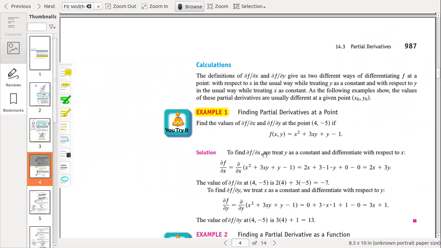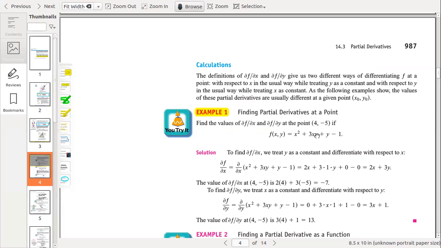the function is f of xy equal to x square plus 3xy plus y minus 1. Let's calculate the partial derivative with respect to x. We can write partial f over partial x equals partial over partial x of x square plus 3xy plus y minus 1. Now the derivative of x square with respect to x will be 2x, and here we will keep y as a constant.